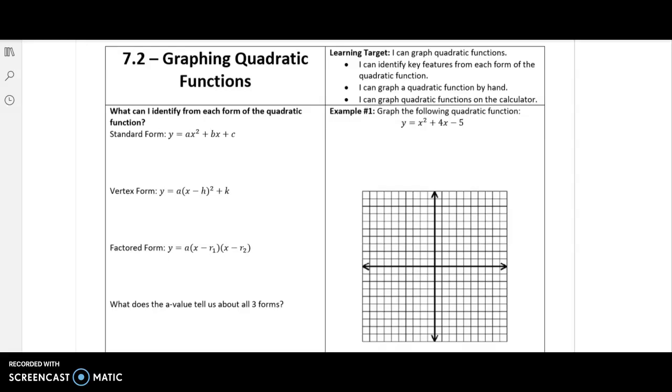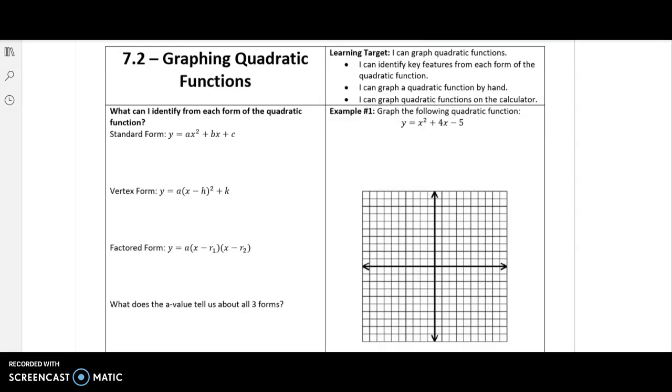Hey everyone, so today we're going to look at lesson 7.2, which is graphing quadratic functions. In the previous lesson, you should have learned all about the different parts of a quadratic function, like x-intercepts, y-intercepts, the vertex, the axis of symmetry. And now we're going to find out how to actually graph those quadratic functions ourselves with the help of technology.